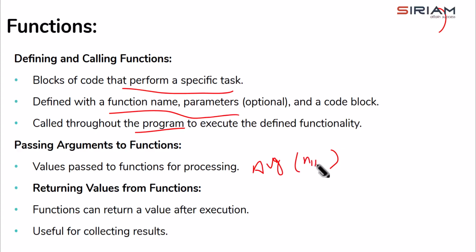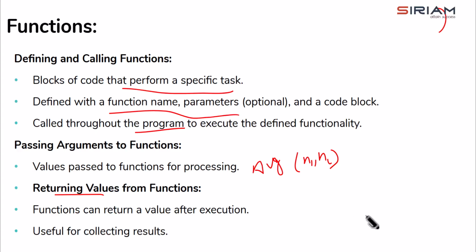And every function returns some kind of value, right? The function can return a value after the execution, and it is very useful to collect the result. So that was about the function, where a block of code is predefined in nature and performs its task. Easy. Now, next is about the algorithm.